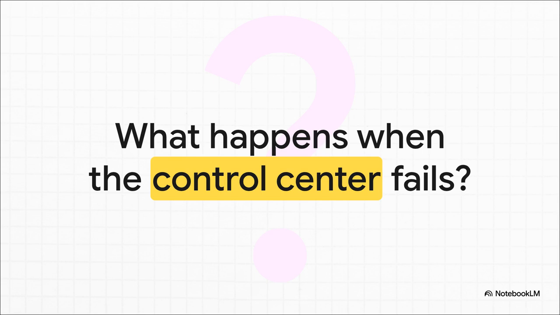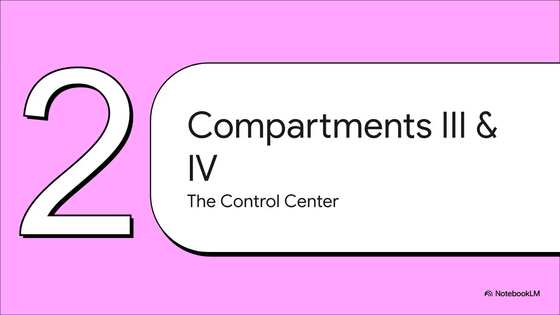What happens when we inspect the factory floor and the exit doors and everything is perfectly healthy and intact? They are ready to work, but upper management just stops sending the signal to produce. Compartments 3 and 4, the control center.